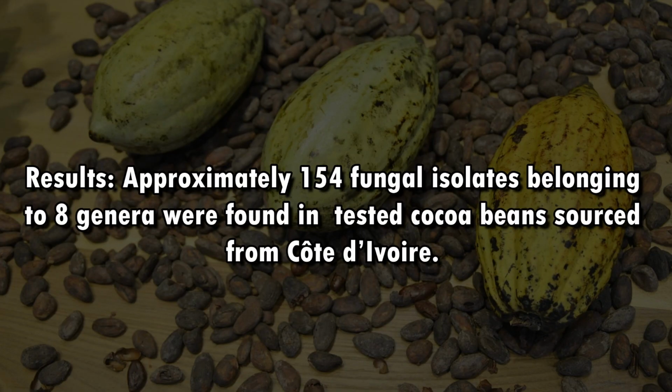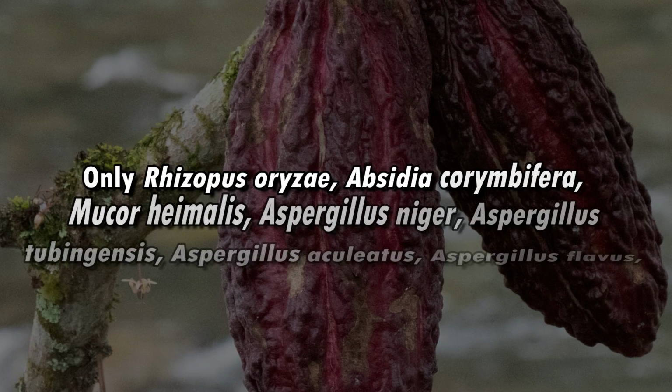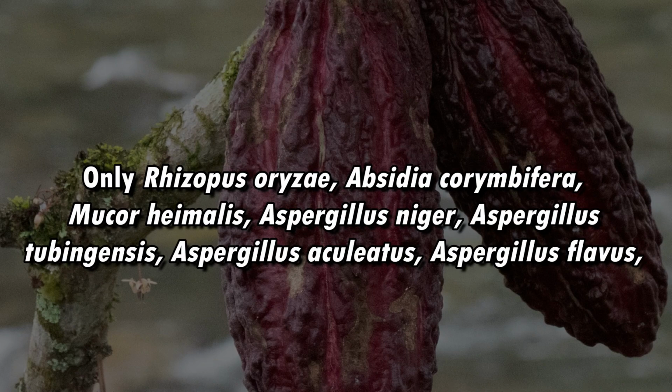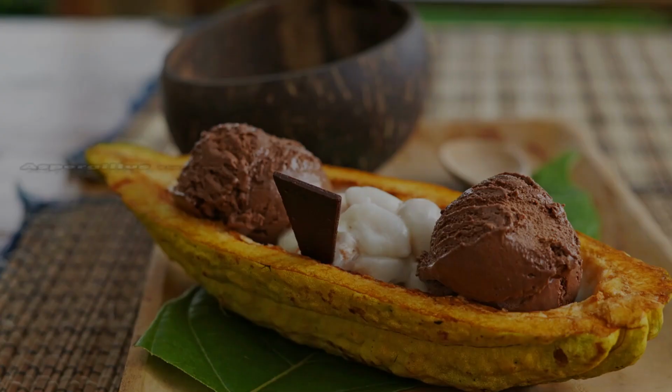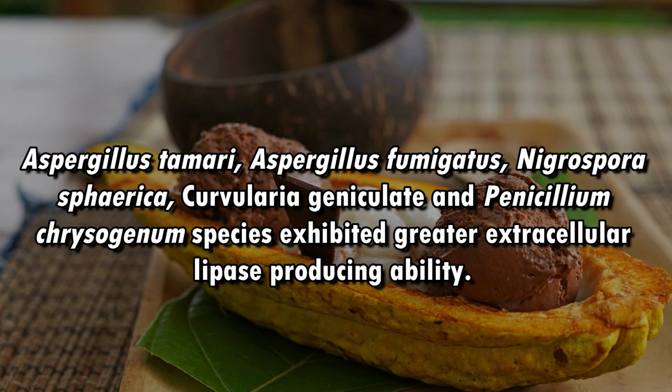Results: approximately 154 fungal isolates belonging to 8 genera were found in tested cocoa beans sourced from Côte d'Ivoire. Only Rhizopus oryzae, Absidia corymbifera, Mucor hiemalis, Aspergillus niger, Aspergillus tubingensis, Aspergillus aculeatus, Aspergillus flavus, Aspergillus tamarii, Aspergillus fumigatus, Nigrospora sphaerica, Curvularia geniculata, and Penicillium chrysogenum species exhibited greater extracellular lipase producing ability.